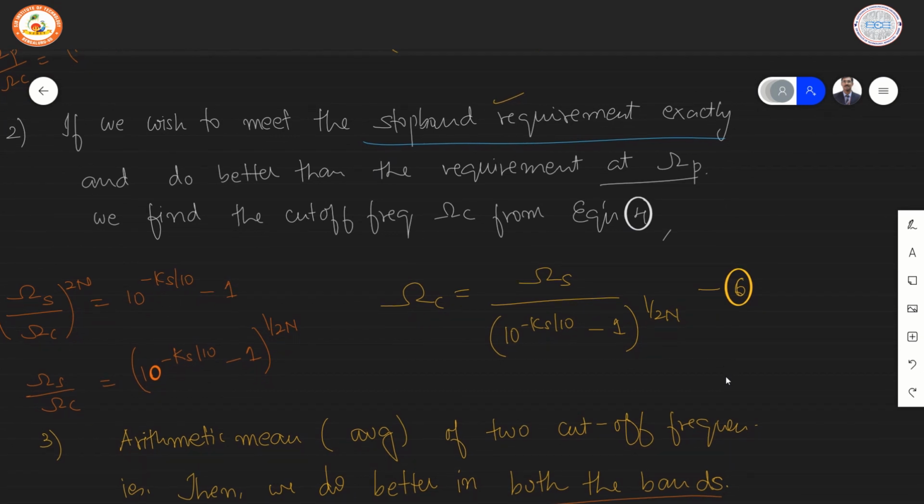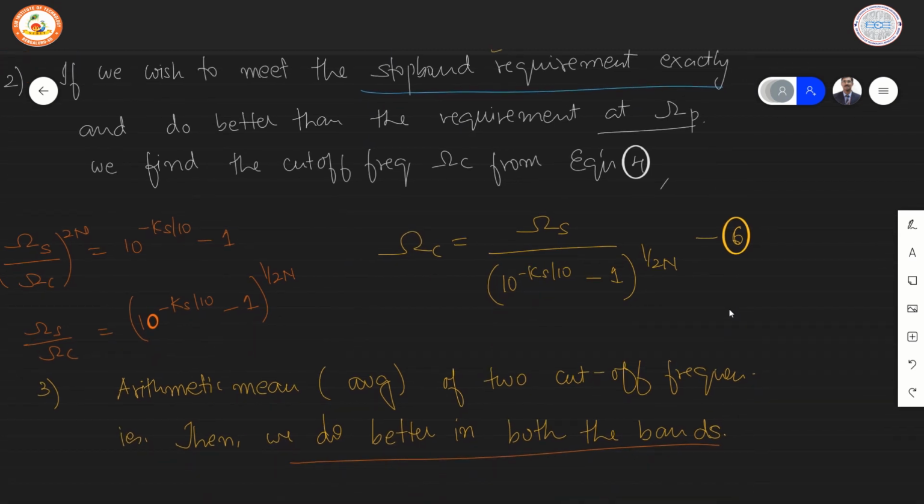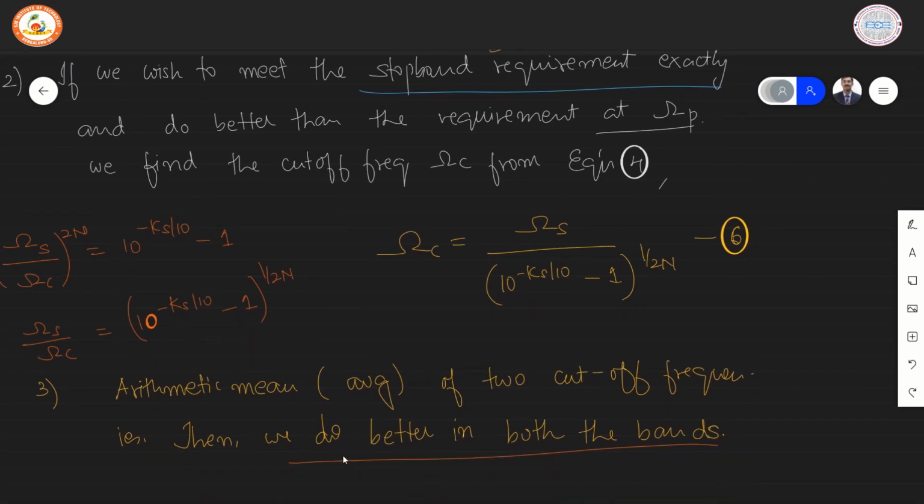Alternatively, we can use the average or arithmetic mean of the two cutoff frequencies arrived from the two steps. Then in that case, the response will do better in both the bands.